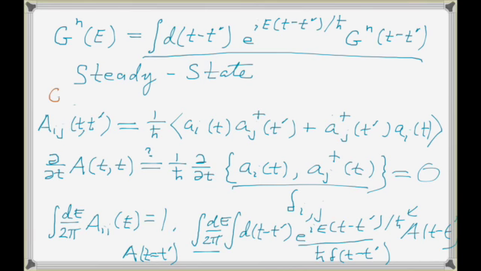G^n of t minus t prime is equal to the integral dE over 2 pi h bar, I believe, e to the minus i E (t minus t prime) over h bar.